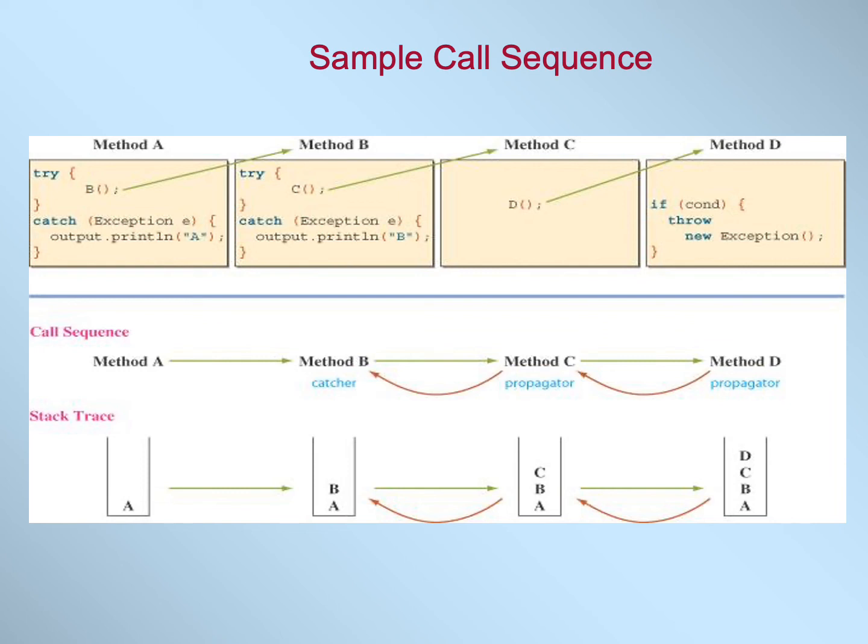See that if method B does not have the catch block, method B will also be a propagator and pass it back to method A that calls method B. So if that happens, then method A will catch the exception and print out A.